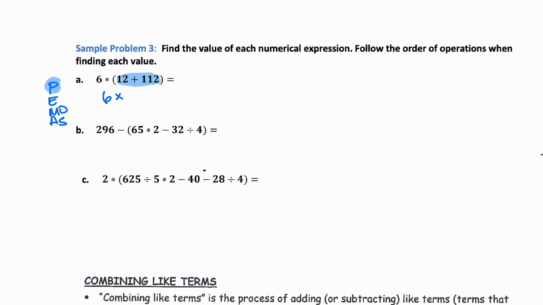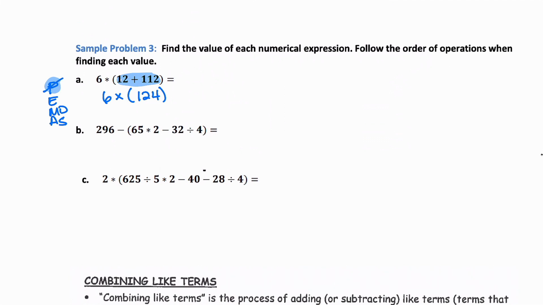I get 6 times parentheses 124. Now this is where I'm going to start confusing students a little bit, so it's really important we understand what question is being asked. First question is, do you see any parentheses? The answer is yes, I still see the parentheses right here. The next question is, is there anything else that we need to do inside the parentheses? Well, inside the parentheses, it's just 124, so we are done doing whatever it was they asked us to do inside the parentheses. So I'm officially done with the parentheses, even though I still see them there, okay?